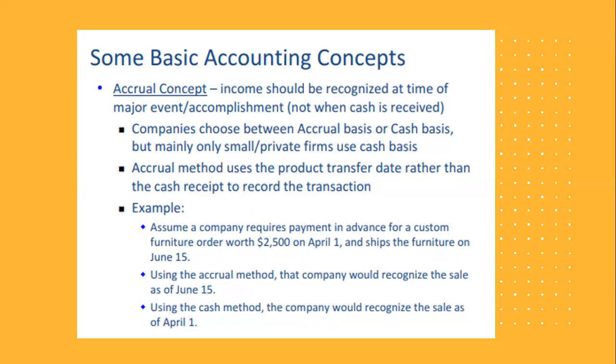Well, if you're using the accrual method, then you would recognize the sale on June 15th when the furniture is actually made and shipped out. That's when the transaction actually happens. But if you're using the cash method, then you recognize the 2,500 on April 1st. So again, usually better to use the accrual concept.